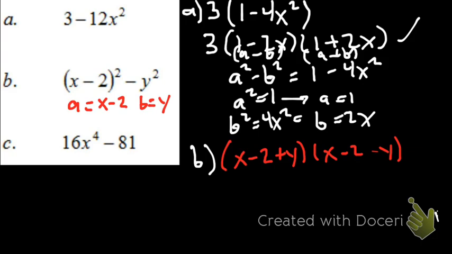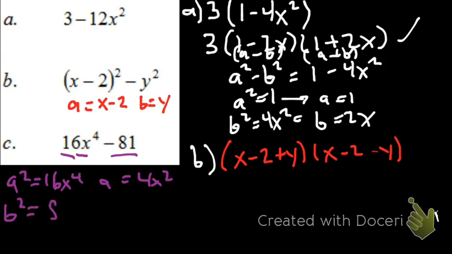Alright, and then in c, let's go with a different color here. That's also a difference of two squares. Alright, 16x to the 4th, 81, all perfect squares. So if a squared is 16x to the 4th, that means a has to be 4x squared. And if b squared is 81, that means b is going to be 9. So you can take that and factor it to 4x squared minus 9 times 4x squared plus 9.